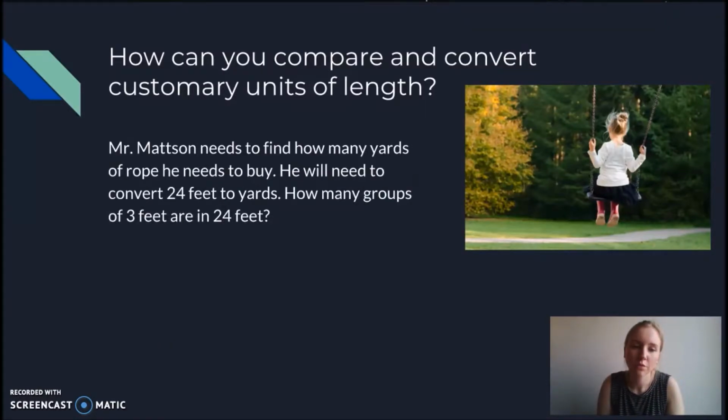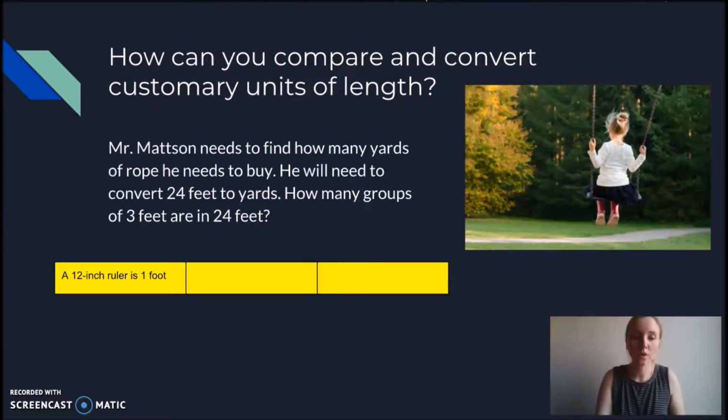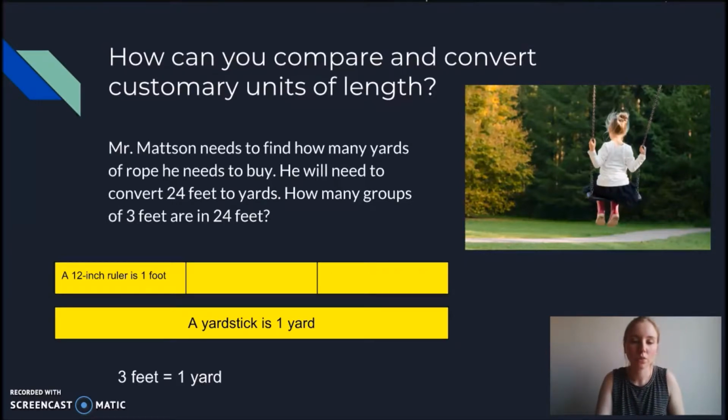Now that we have that information, we need to find how many yards are in that 24 feet. So how many groups of 3 feet are in 24 feet? Before we do that, we need to know that a 12-inch ruler is 1 foot, and 3 of those equals 1 yard. So 3 feet equals 1 yard.